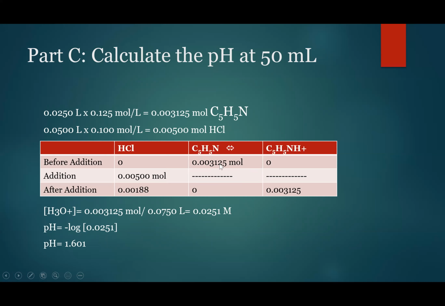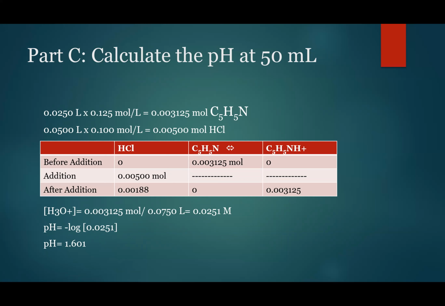It works together to attempt a neutralization, but the hydrochloric acid, because it is in excess, consumes all of the pyridine and has 0.00188 moles left. Our conjugate acid, C5H5NH plus, as a result, has 0.003125 moles after the addition of the acid.